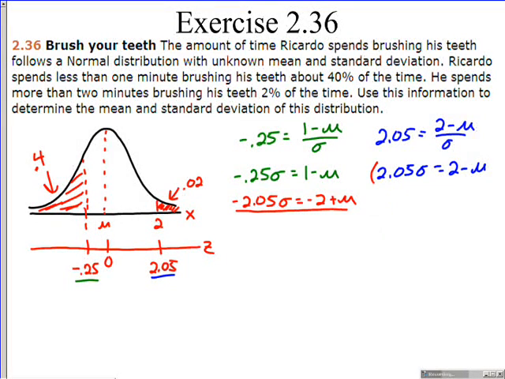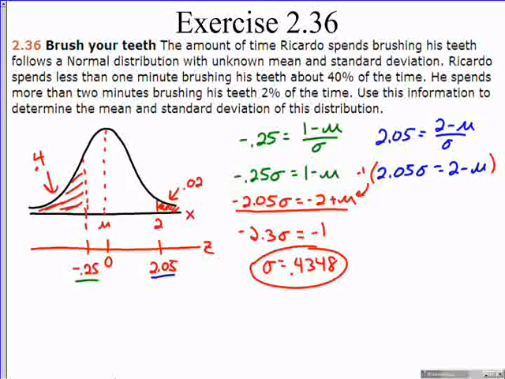Multiply this equation by negative 1, move it down to here, add those up. We get negative 2.3 times sigma equals negative 1. So our standard deviation is going to be 0.4348. Once we know standard deviation, we can plug into either one of these to find what mu is.